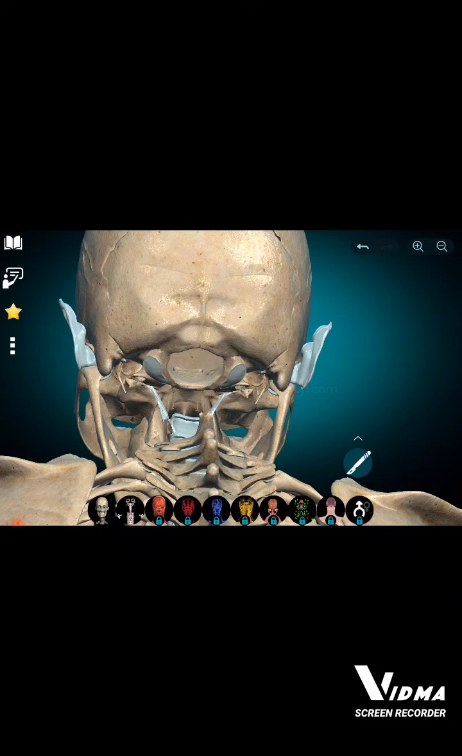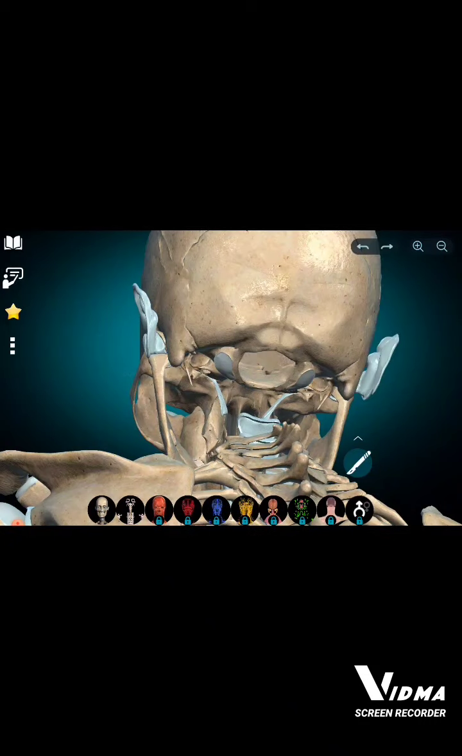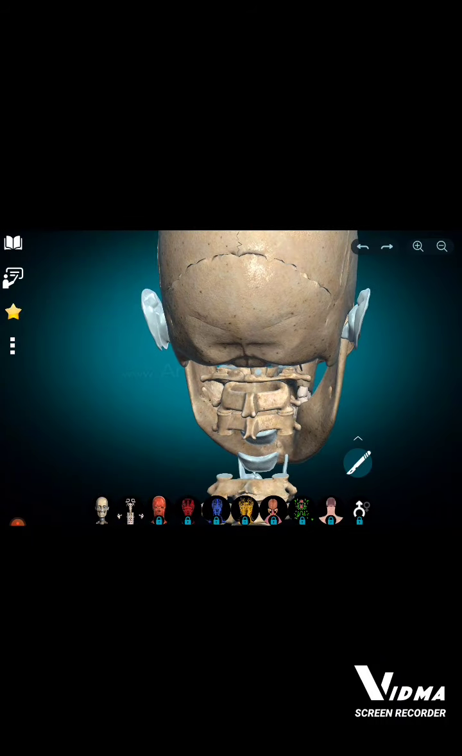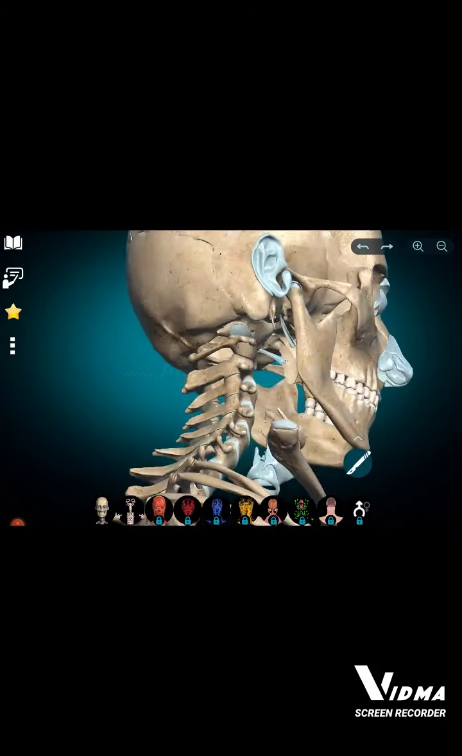So the first cervical vertebra is atlas. Atlas articulates with these occipital condyles, so there it forms a condyloid joint. So the first vertebra, we will see now how it is articulating. Now you will see the first vertebra articulates with the skull.